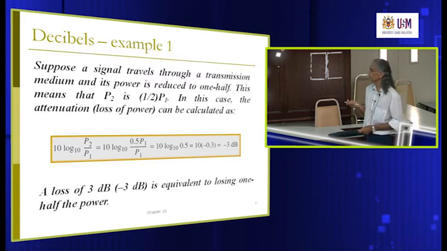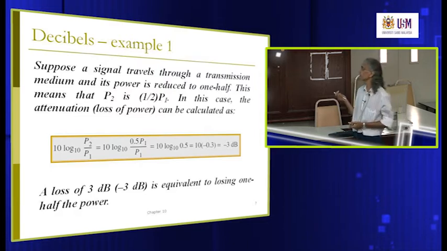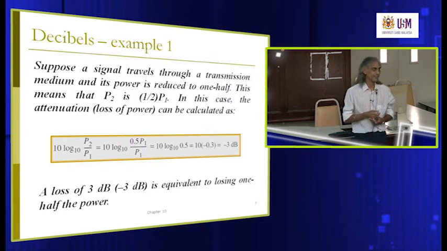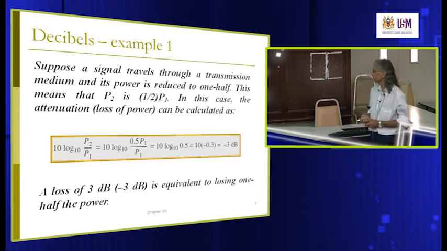It's very simple. We use the formula: 10 log10 of P2 over P1. P2 is basically half of P1 because the signal strength has been reduced by half. So what you get at the end is negative 3 decibels. The negative shows that the signal strength has reduced between P1 and P2, which is true because P2 is only half of P1. So a loss of 3 dB is equivalent to losing one half of the power.